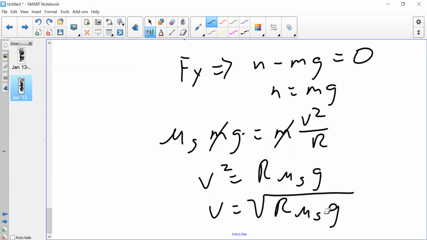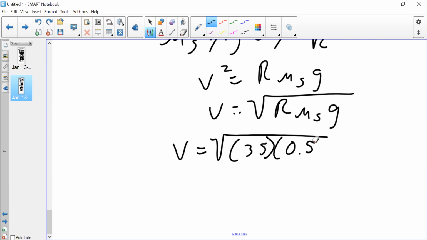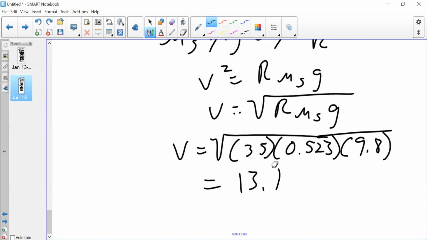Oh, and they do it, of course. All right. Got to have numbers here. So v equals the square root of 35 times 0.523 times 9.8, and that comes out to be, well, 13.4 meters per second. Okay.